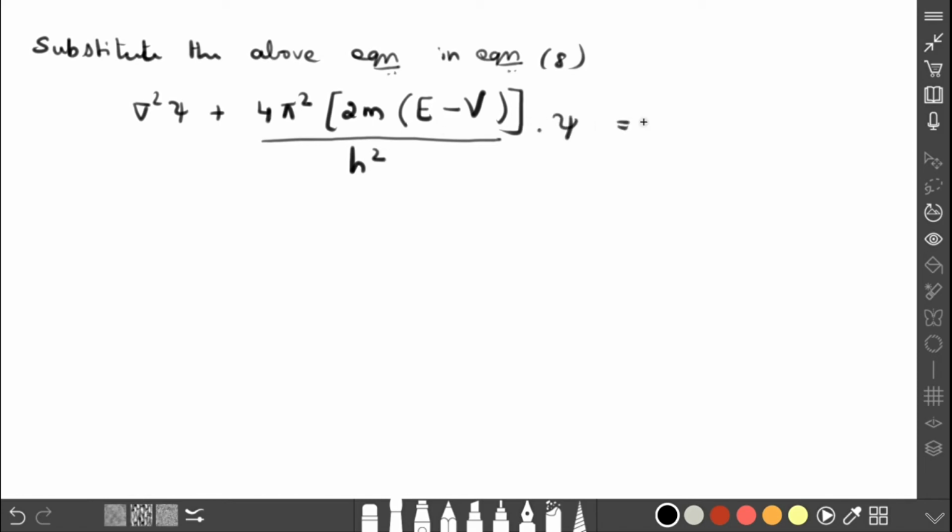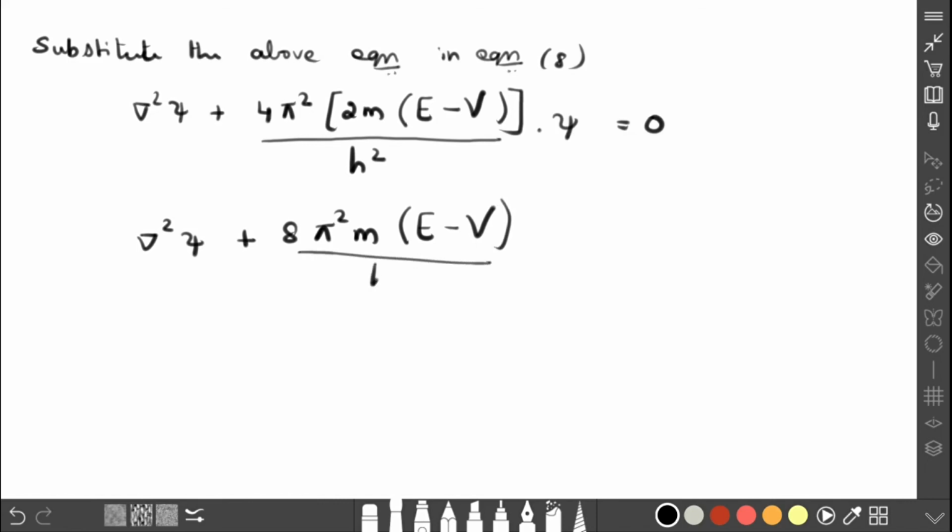So 4 into 2, I'm going to multiply here. So del square psi plus 4 into 2 become 8 pi square m E minus V divided by h square into psi is equal to 0. So this is what Schrodinger's time independent wave equation.